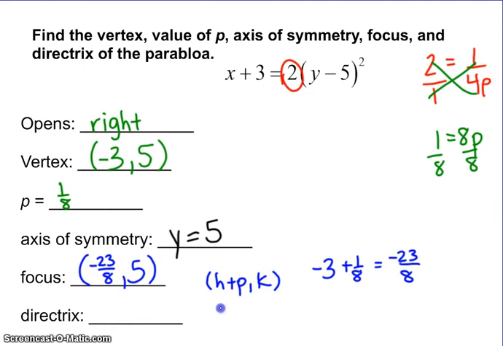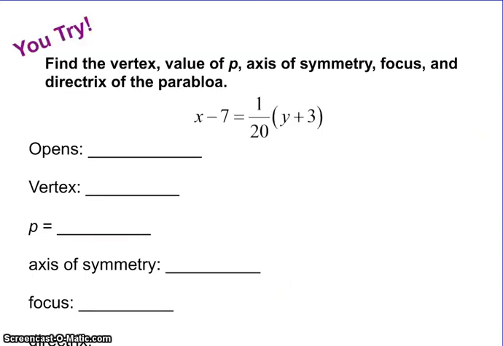For the directrix, it's going to be x equals your h value, -3, this time minus your p value, 1/8. So you're going to get x equals -25/8. So we don't get pretty numbers here, but that's okay. A lot of times our p value is a fraction, so that will leave us with not nice numbers. All right, why don't you try the next problem? Pause and give it a shot.